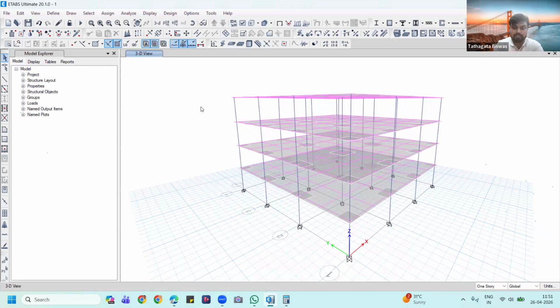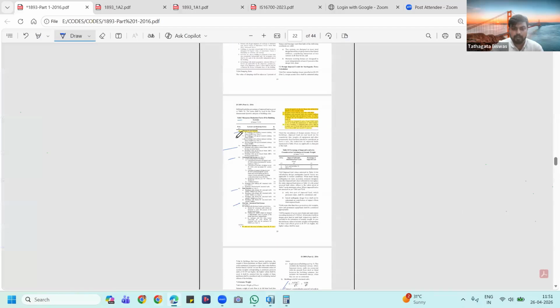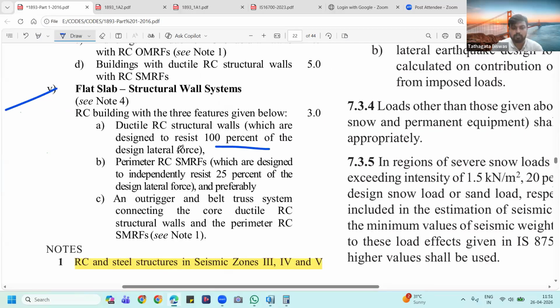If it is a flat slab structure, you need to follow certain rules that have been told by the code in the same place where the R value table is. If you go to the R value table, you will get the flat slab. This is the flat slab structure, right? So 100% of the forces should be resisted by the RC structural walls, and the R value is only allowed as 3. If it is a flat slab structure, you cannot take 4 or 5. Perimeter RC SMRF should resist 25% of the forces independently. All these parameters should be followed.